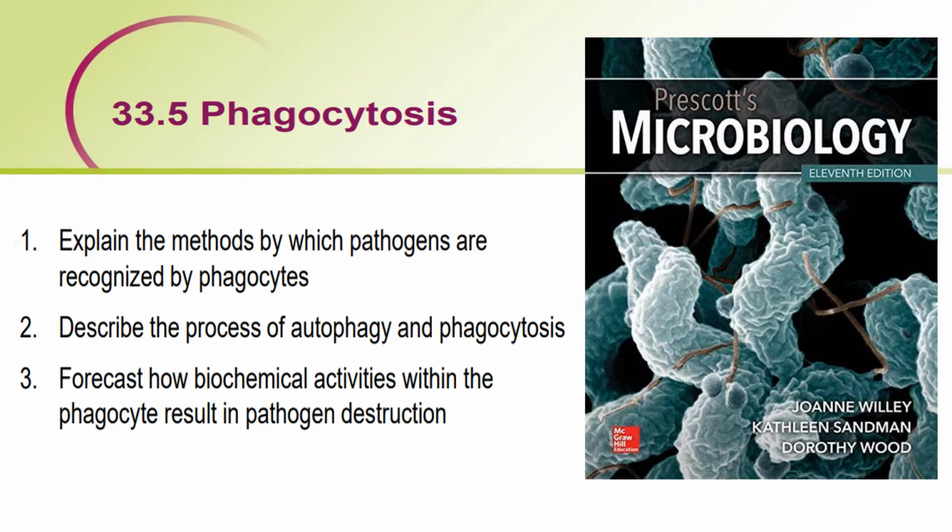Three things you need to understand by the end of this video are to explain the method by which pathogens are recognized by phagocytes, describe the process of autophagy and phagocytosis, and forecast how biochemical activities within the phagocyte result in pathogen destruction. I will be using Prescott's Microbiology 11th edition to explain the process of phagocytosis. Let's begin.